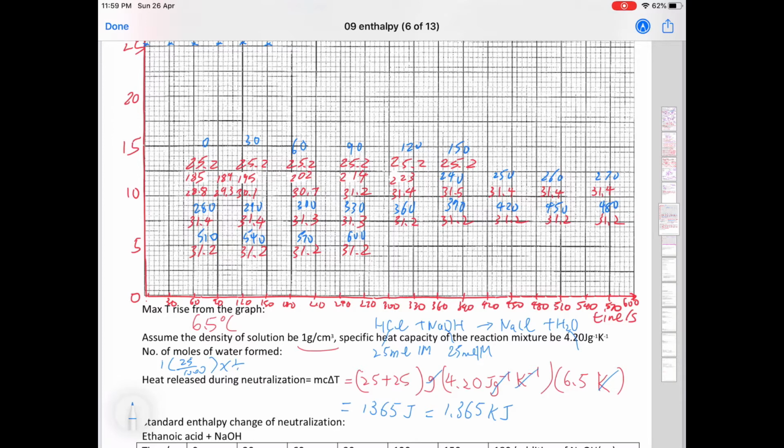And then times the mole ratio, and then the number of moles of water formed is 0.025 mole. Well, now you have the energy data, and you have the number of moles of water. You can plug into the equation, and the standard enthalpy change of neutralization equals negative 1.365 divided by 0.025, and the final answer is negative 54.6 kilojoule per mole.